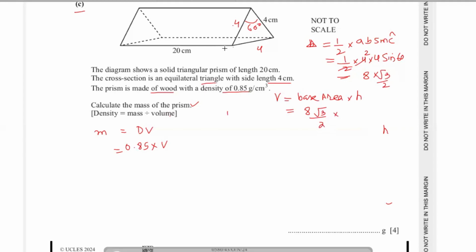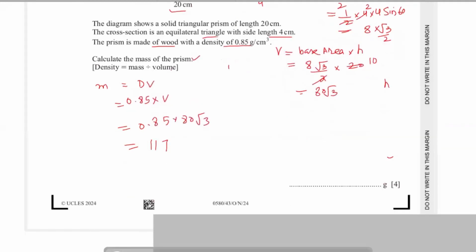height. Height is the distance between two cross sections, and this distance here is 20 centimeter. We write here is 20, and this will be equal to 80 root 3 is the volume. Therefore, we write here is the volume is 80 root 3, and this value will be equal to 117.79. You can say 117.8 gram will be the mass of the prism.